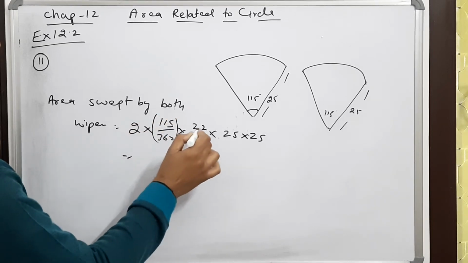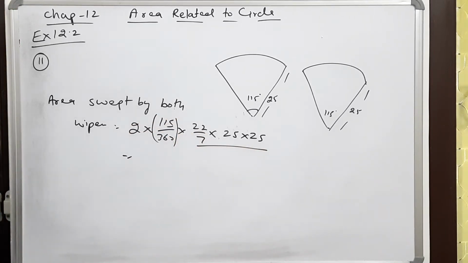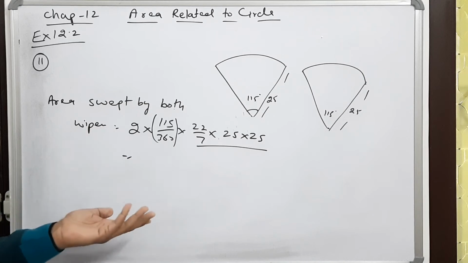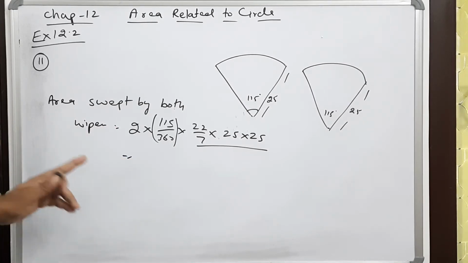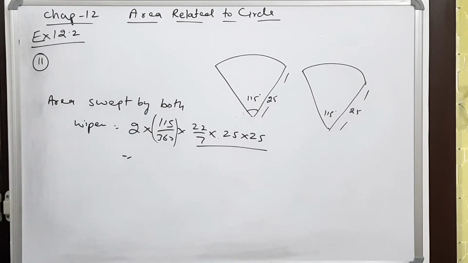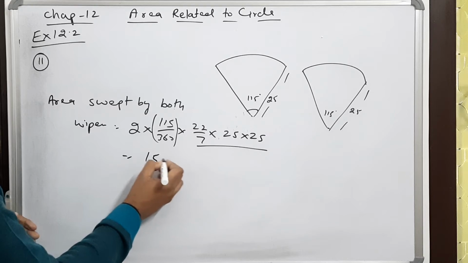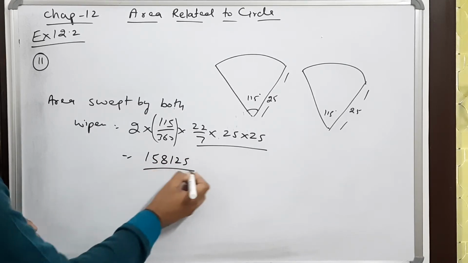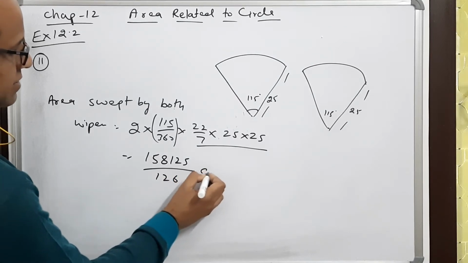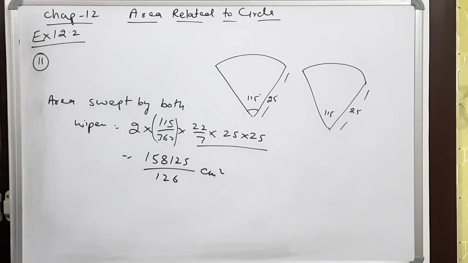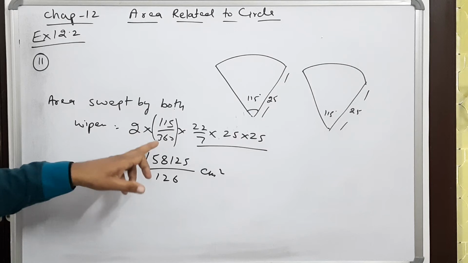After this understanding, it is simply a magic of the calculation, and that is the important part, I understand. But the more important part is to understand the concept, and if you multiply this, the answer will be 158125 upon 126 centimeter square. As I told you, the important part is proper use of the formula.